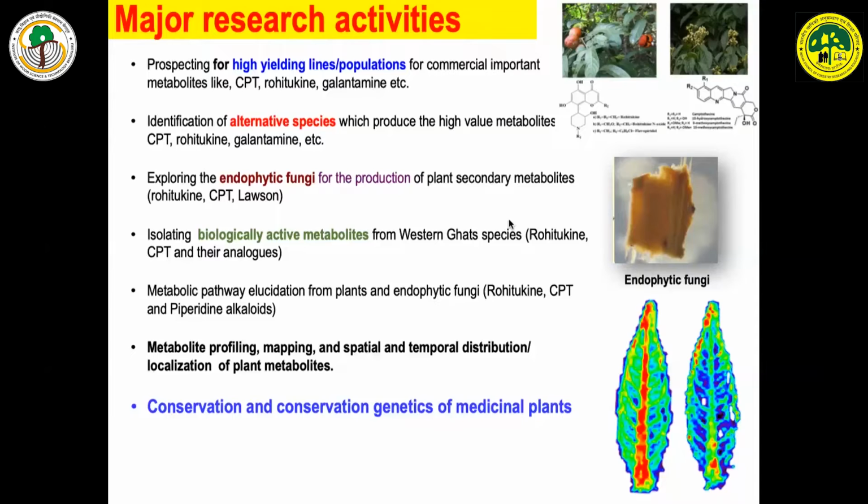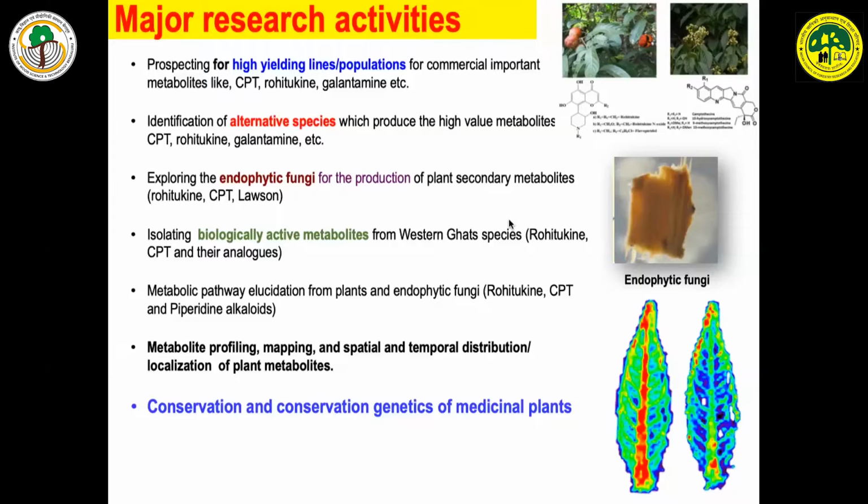And currently we are focusing on this: if a metabolite is produced by a highly endemic plant, how do we identify the metabolic pathway, and then express it in an endophytic fungus or a heterologous system like E. coli or yeast, so that we can produce the required quantity.